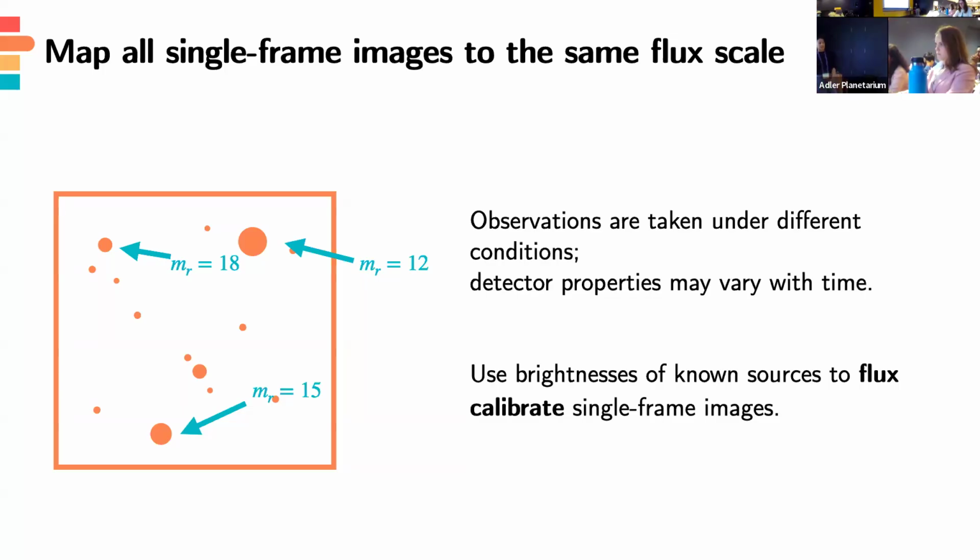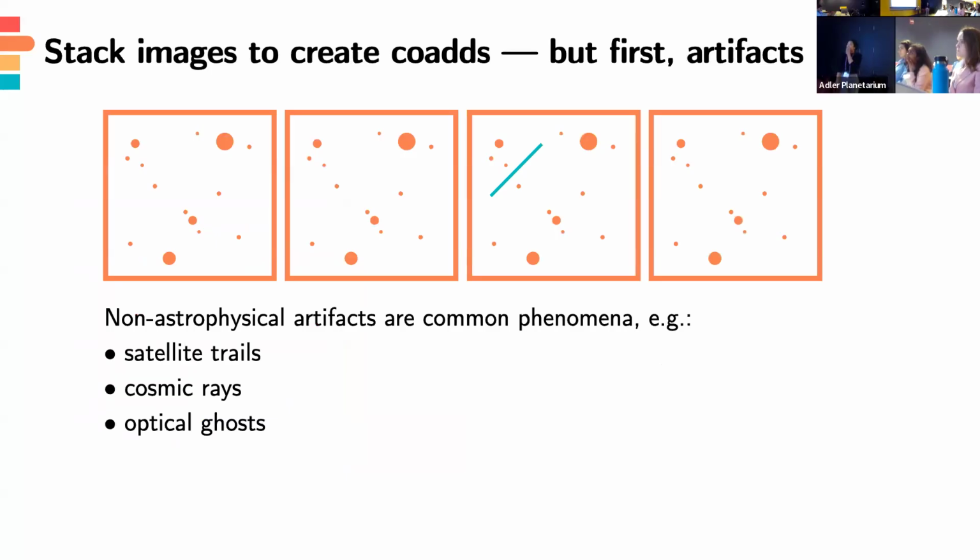So I can see how bright they appear to be in each of my single frame exposures and correct or calibrate the flux scale of those single frame exposures based off of how bright I know some of these reference sources to be. And that allows me to then infer how bright these unknown non-reference sources are. So this brings us up to now we have a stack of exposures where they all have the same geometry. We know what the flux scale is. So then let's think a little bit about stacking images to create the coadds and an aside on artifacts.